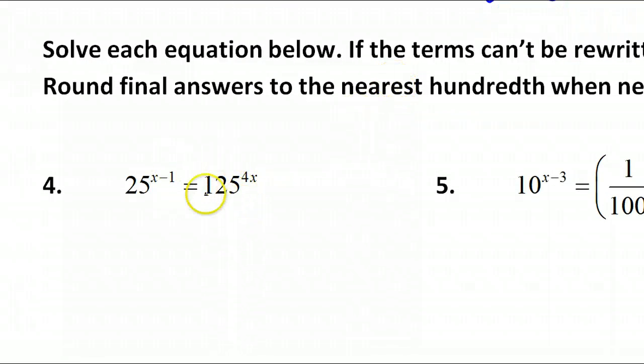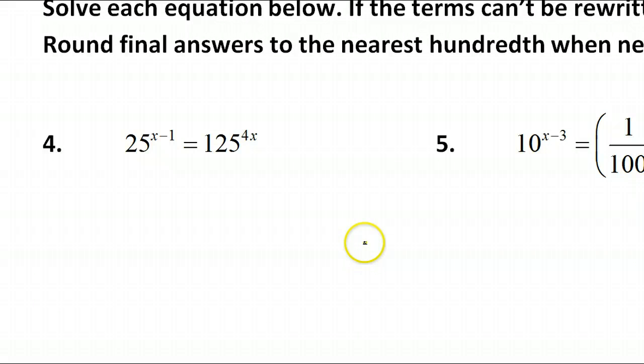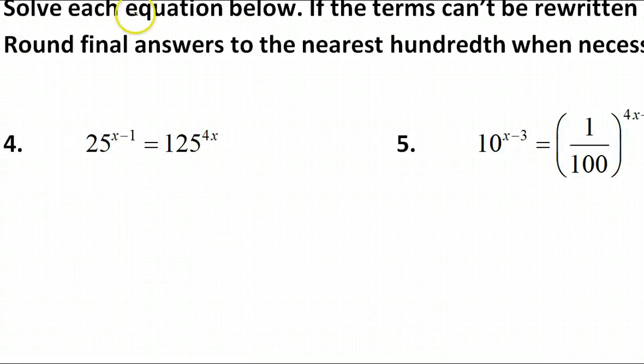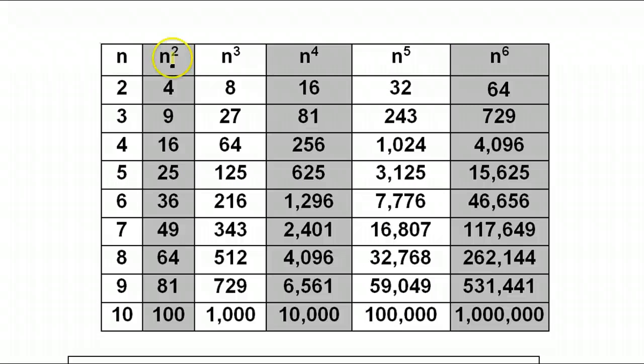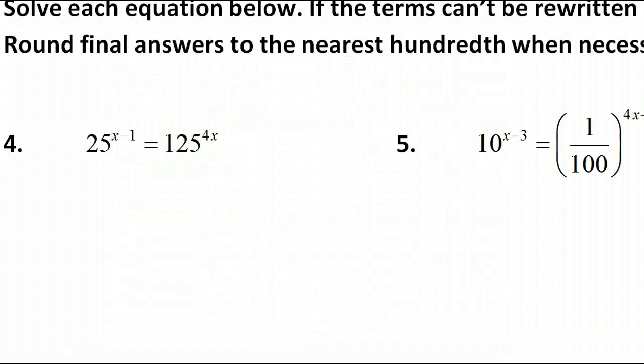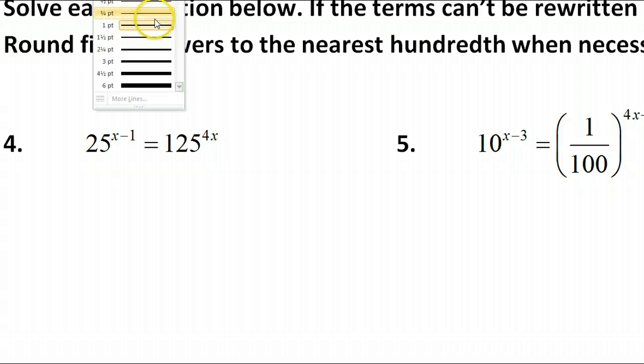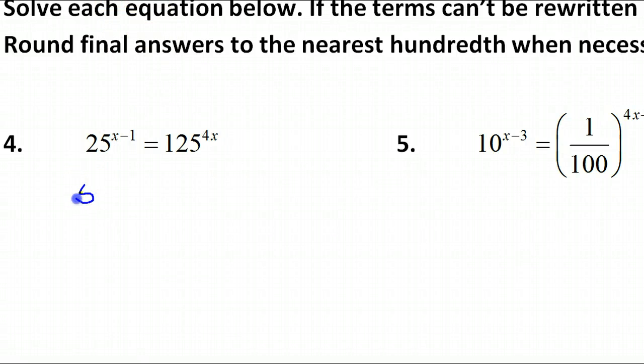So, solving exponential equations. When possible, rewrite the equation using the same base for both expressions. I'm seeing 25 and 125. Looking at my chart, if I can find 25 and 125 on the same row, then that's the base. So 25 is 5 squared, and 125 is 5 to the third power.